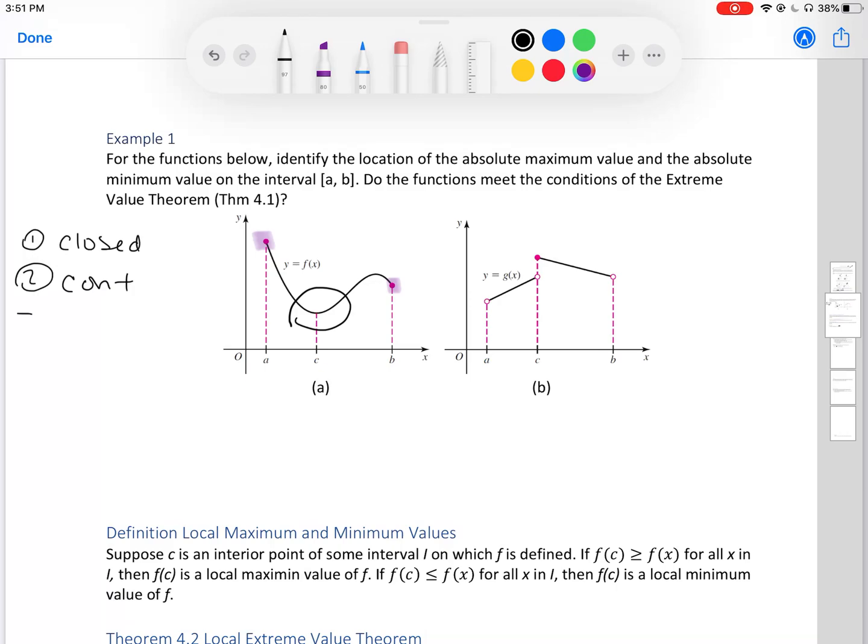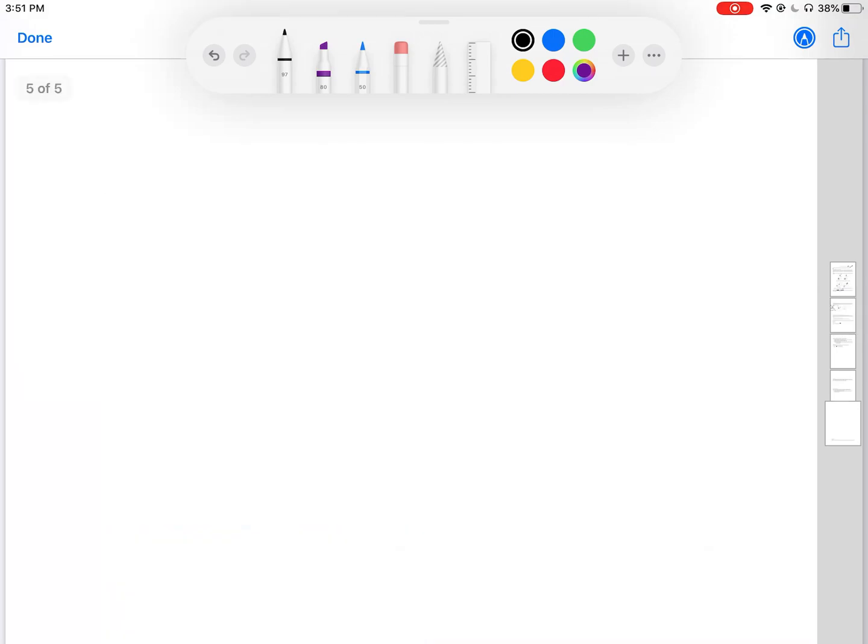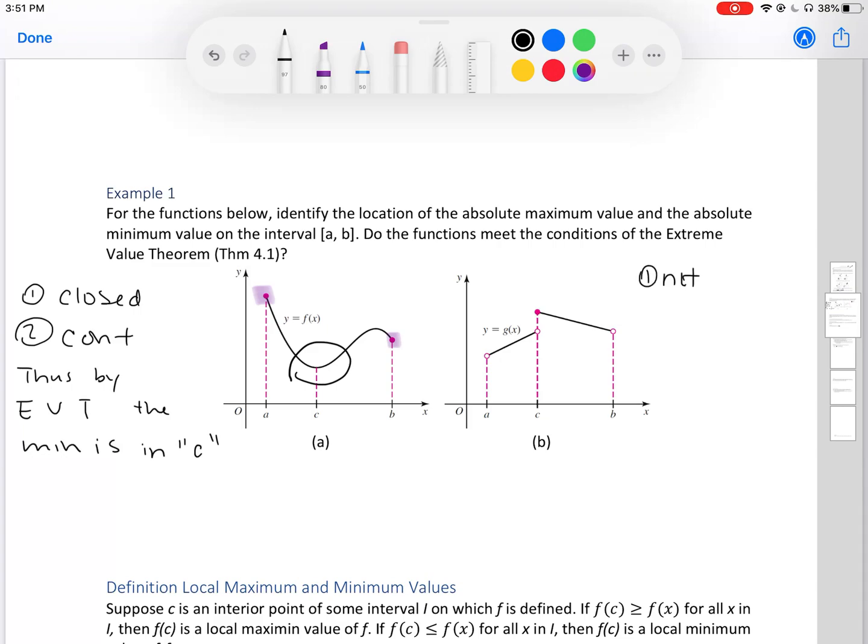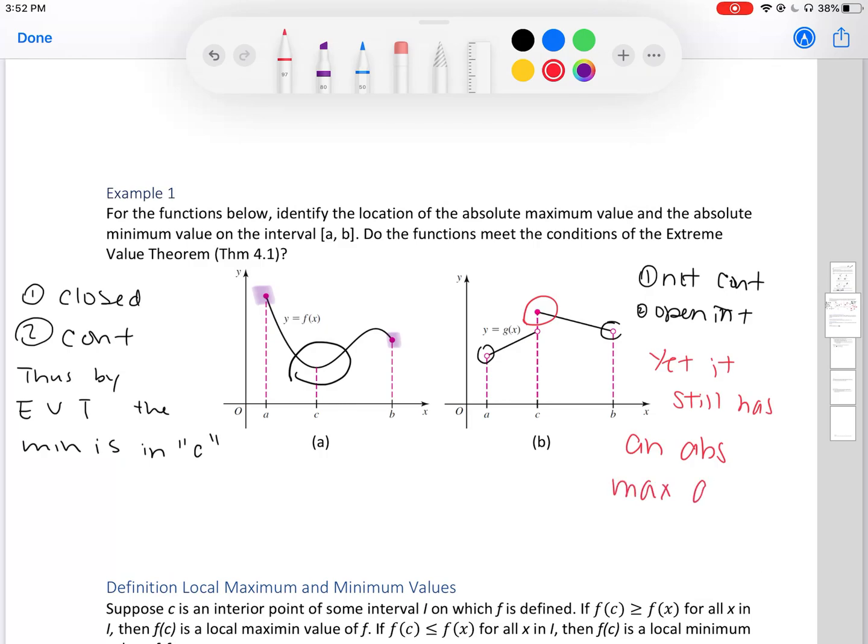So we can say something like, thus by the Extreme Value Theorem, the minimum is at c. Now for the next function, we see that in the next picture, it is not continuous. There is a break. And also, we have open intervals. However, we can still define an absolute maximum at this peak that's closed, c. It's the highest peak within our function. So, however, it still has an absolute maximum at c.